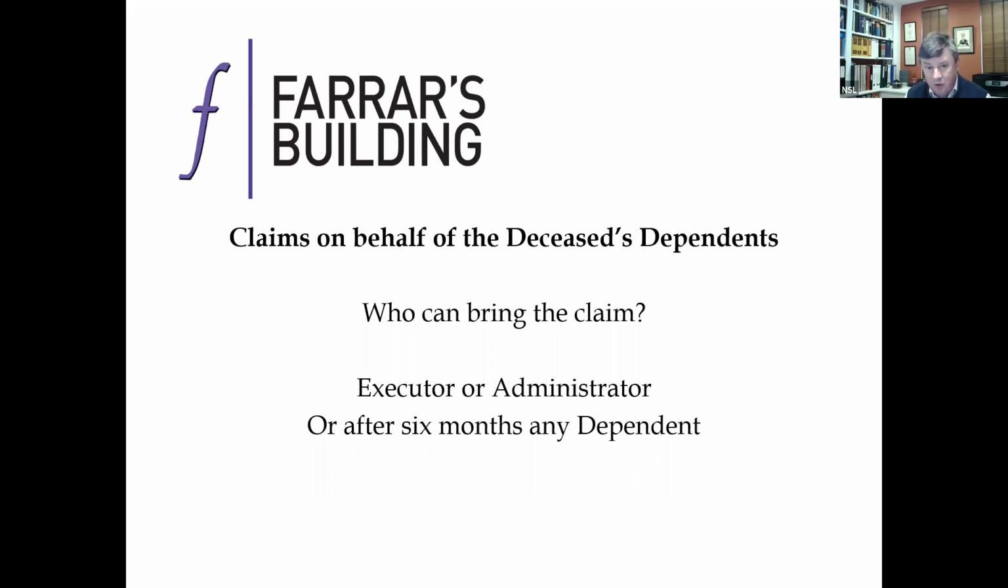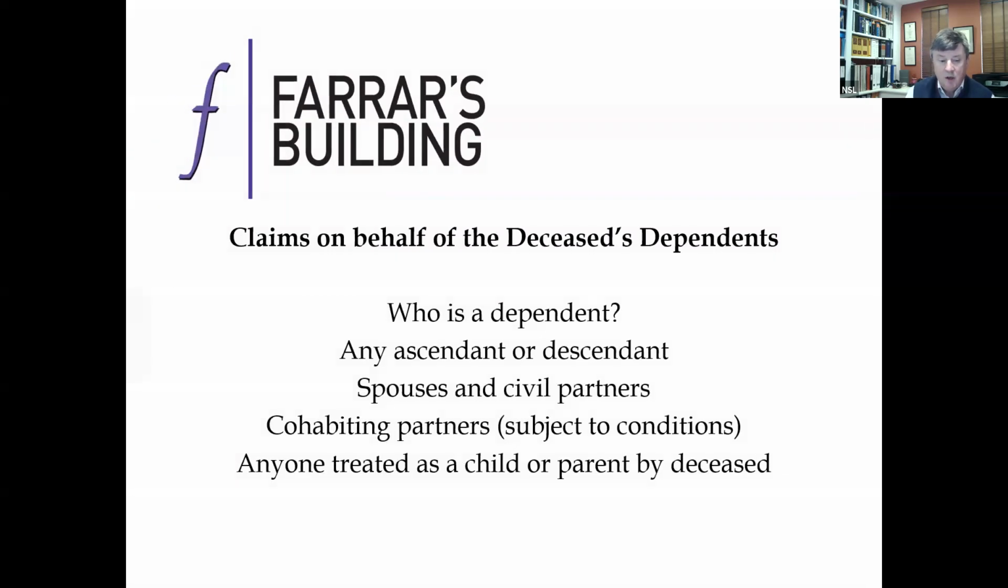Essentially, the first one to bring the claim will be the claimant in the case. But clearly that claimant has to bring a claim on behalf of all the dependents who wish to be considered. So I'll start with the obvious question: who is a dependent? Well, there's a very lengthy and complex definition in section 1(3) of the Act. Essentially it means any spouses and civil partners, cohabiting partners, and we'll come back to them in a moment because that's not straightforward, and anyone who's treated as a child or parent by the deceased.